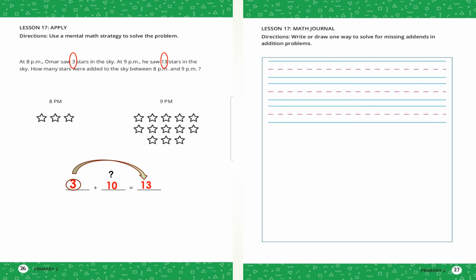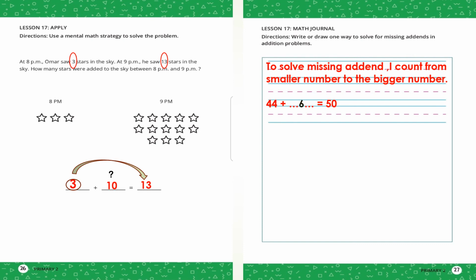Now the math journal part. Write or draw one way to solve for missing addends in addition problem. To solve missing addend, we count from smaller number to bigger number. Okay, like the following example, 44 plus what equals 50? Count from small number to big number. After 44, 45, 46, 47, 48, 49, 50. How many fingers do we have? 6 fingers. So the answer will be 6.